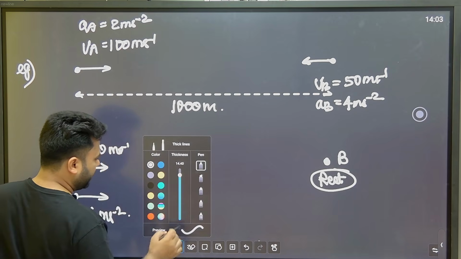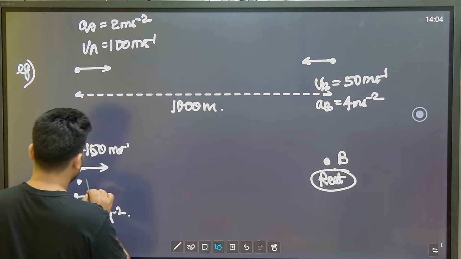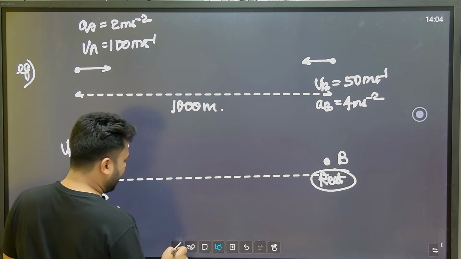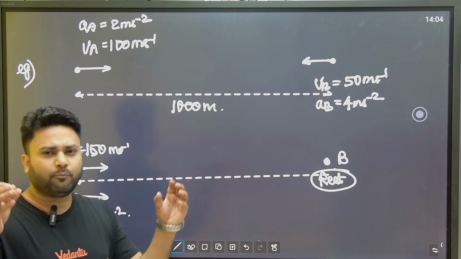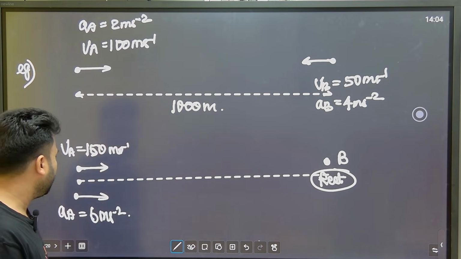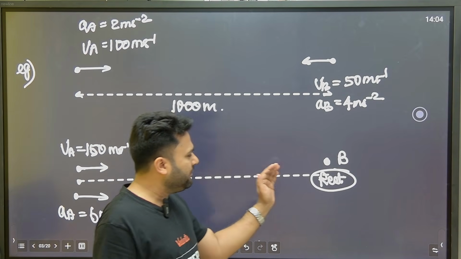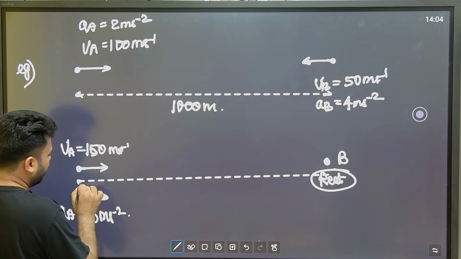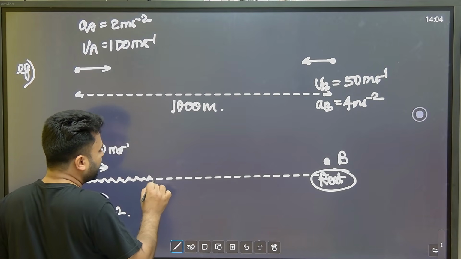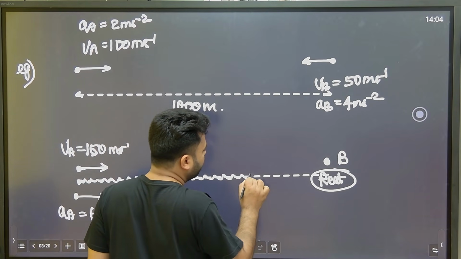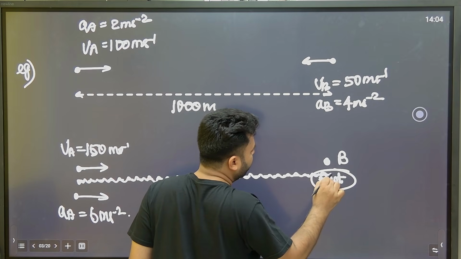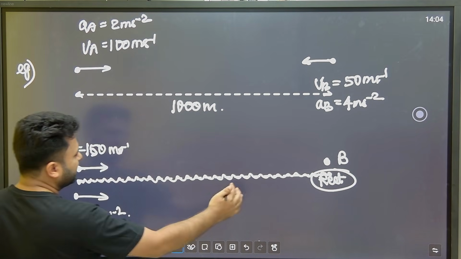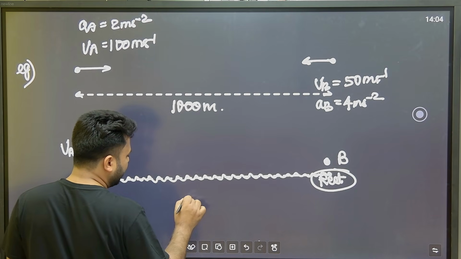Why? See, they were asking the time when they will meet. Acha, this train A will meet train B when it travels, because B we have made at rest. When A will travel this distance and reach here, A and B will meet. Means how much distance does it have to travel? 1000. So can I use this equation?